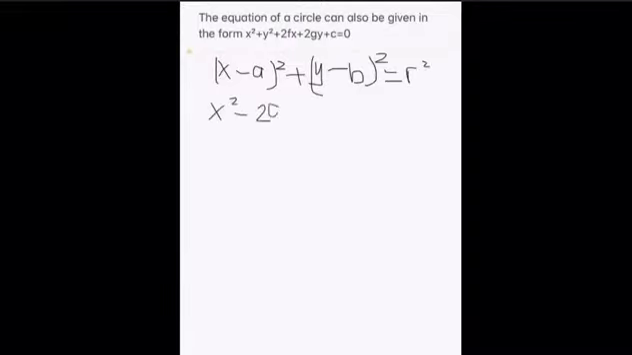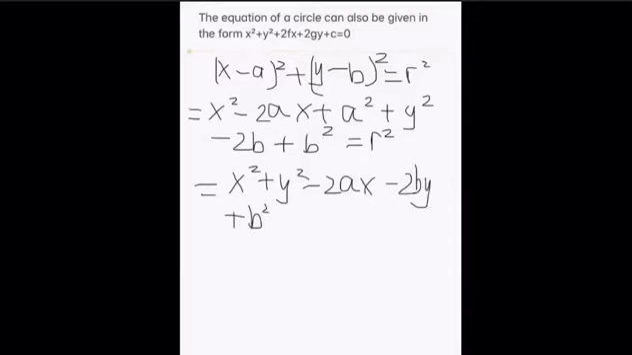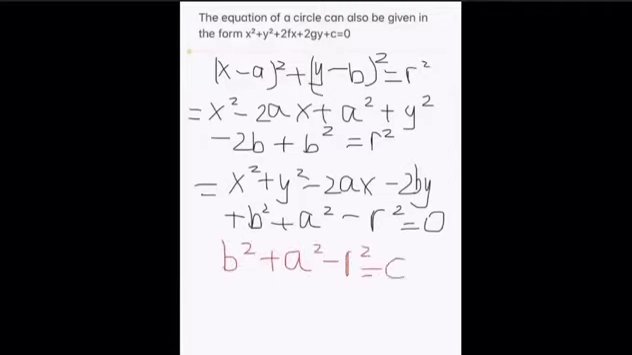So we'll try to get rid of the brackets. So we get x squared minus 2ax plus a squared plus y squared minus 2by plus b squared minus r squared. You will see that it equals x squared plus y squared minus 2ax minus 2by plus b squared plus a squared minus r squared equals 0. And you will let the last three terms equal c. So you will write it finally in the form x squared plus y squared plus 2fx plus 2gy plus c equals 0.